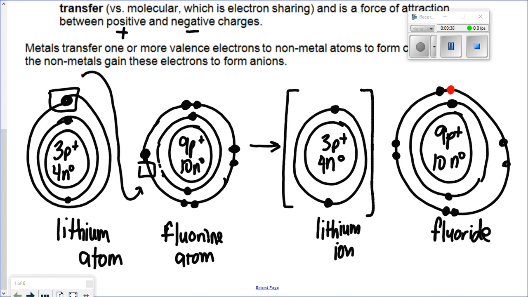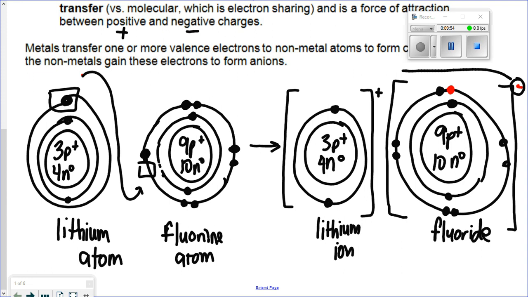So when we form the ion, again, we want to represent the charges. So lithium now has that positive charge, square brackets around. My fluoride ion has a negative charge. And so what's actually holding this together is that positive and negative charge. Those are attracted to each other. So that's what's actually going to hold an ionic compound together, is those positive and negative charges. They're going to hold everything together.